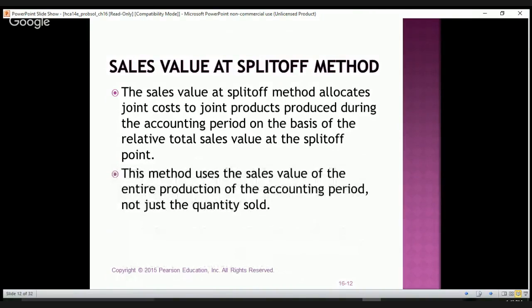The sales value at split-off method allocates joint costs to joint products produced during the accounting period on the basis of the relative total sales value at the split-off point. This method uses the sales value of the entire production of the accounting period, not just the quantity sold. The sales value at split-off method follows the benefit received criteria of cost allocation.